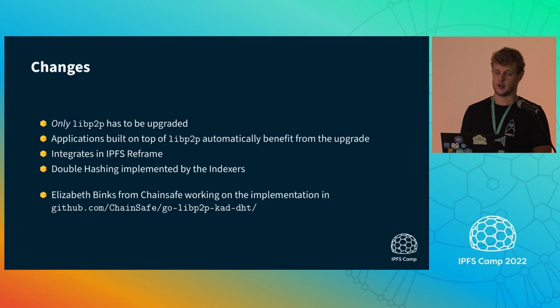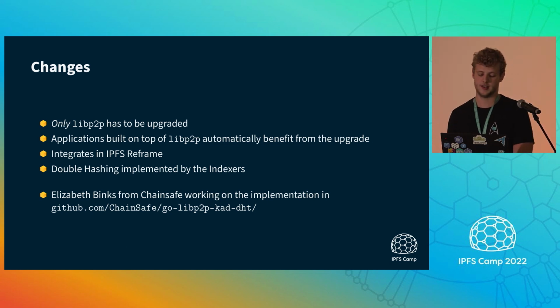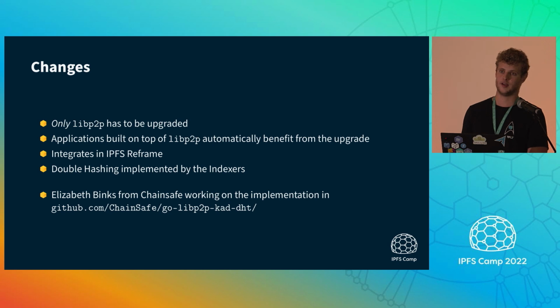This change integrates in IPFS Reframe. There's a pull request where we specify the new private content request. And the double hashing approach will also be implemented by the indexer. So this approach would be for the DHT and the indexer with the same interface. And so Elizabeth from ChainSafe, who couldn't make it today, is currently working on the implementation. So yeah, you can check it out if you're interested.